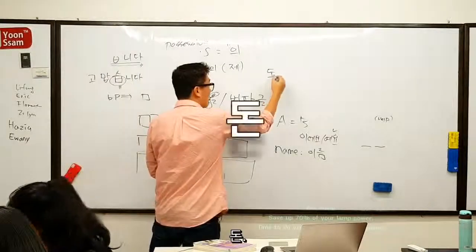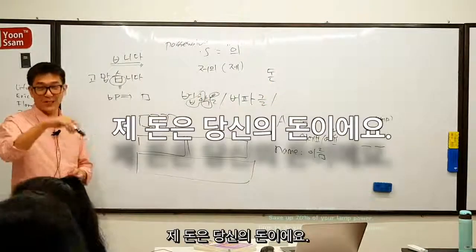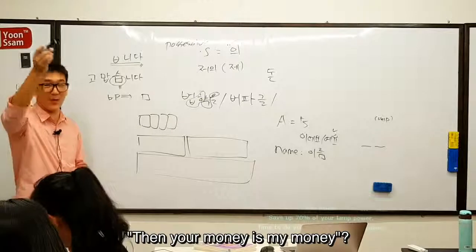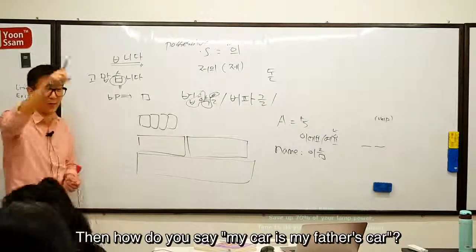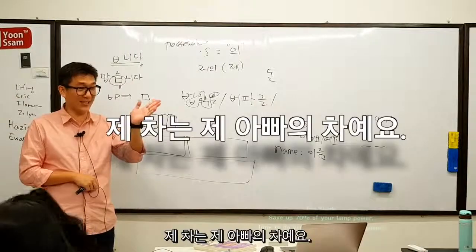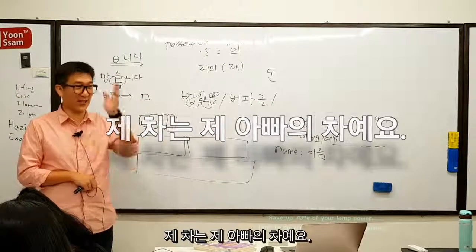How do you say my money is your money? Money is 돈. 제 돈은 당신의 돈이에요. Then your money is my money. 당신의 돈은 제 돈이에요. How do you say my car is my father's car? 제 차는 제 아빠의 차예요.